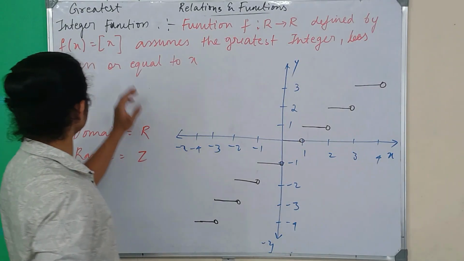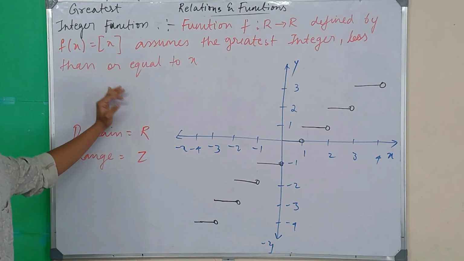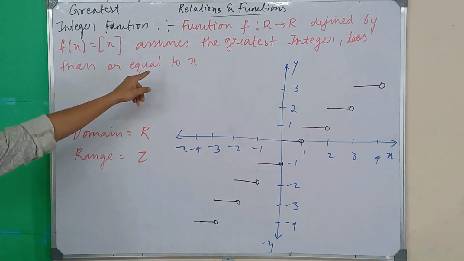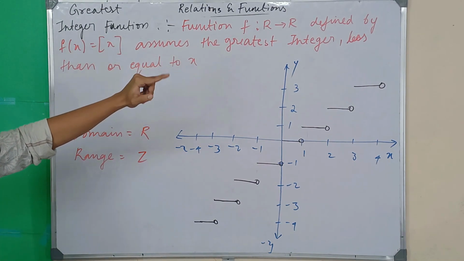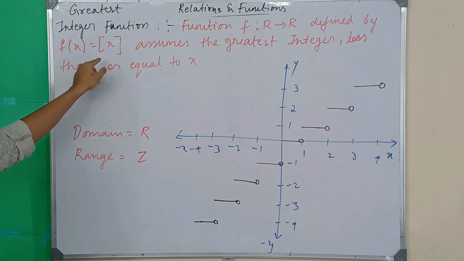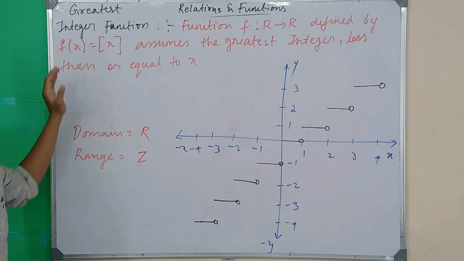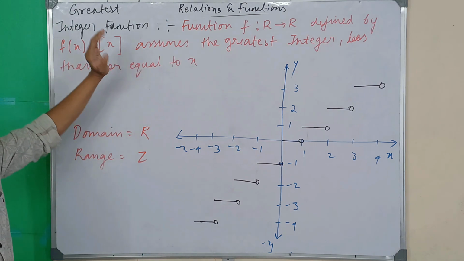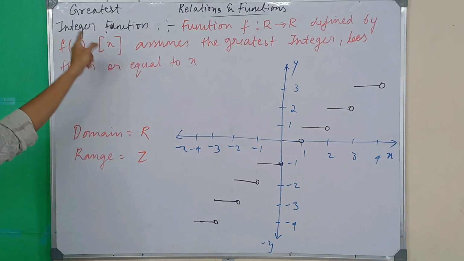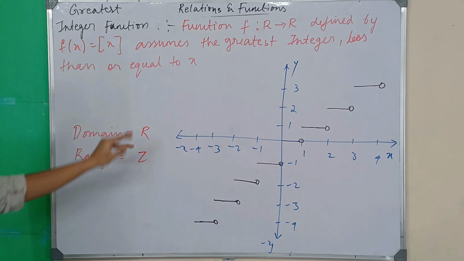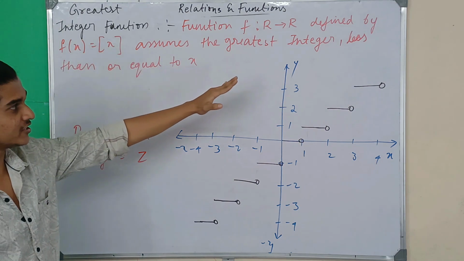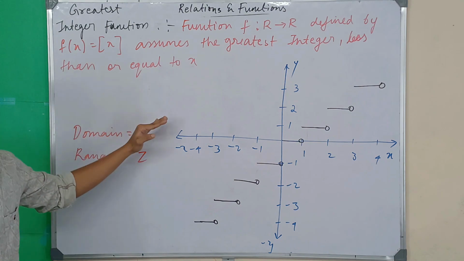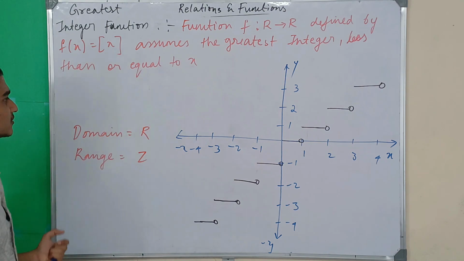So the last type of function is the greatest integer function. This function is also called the box function. It is defined as a function f from R to R defined by f of x equal to box x. This bracket we write and we call it box x. We call it the box function, that's why. So greatest integer function or box function assumes the greatest integer less than or equal to x. Let me explain how it works.